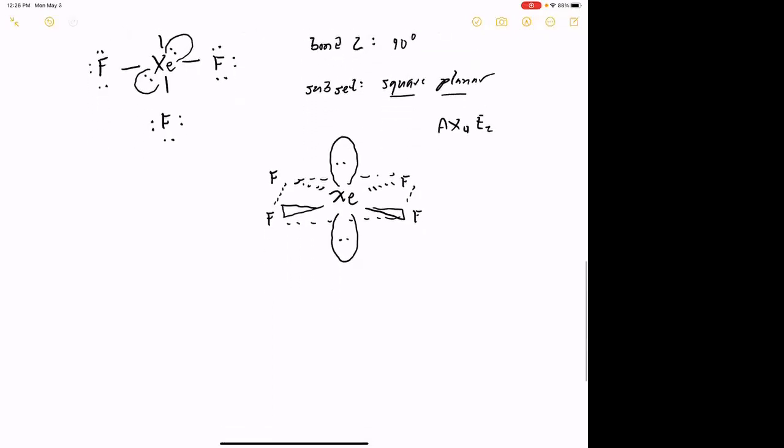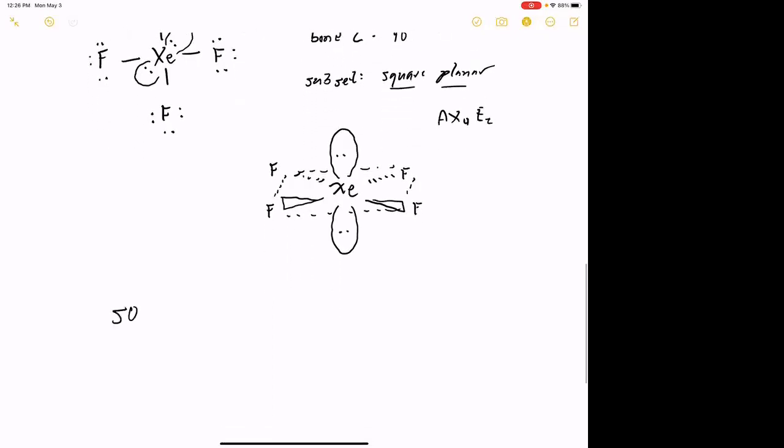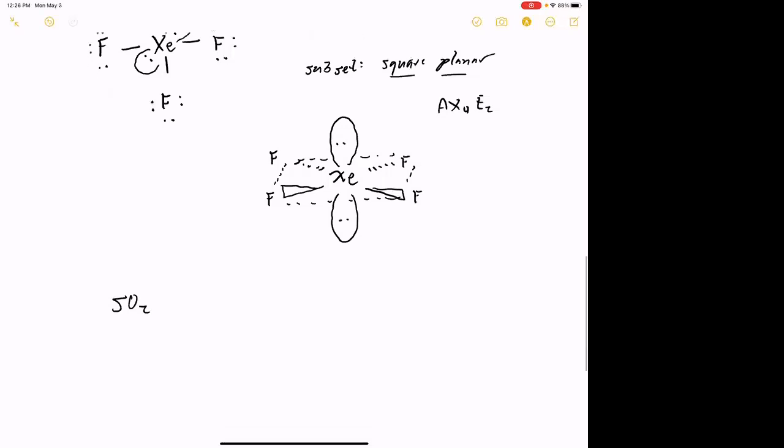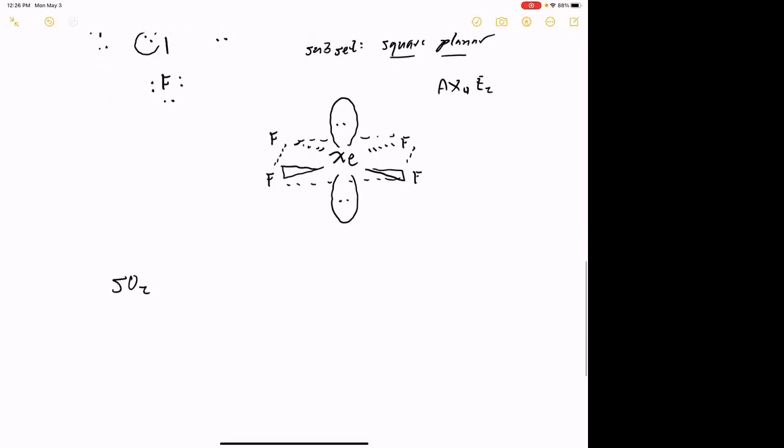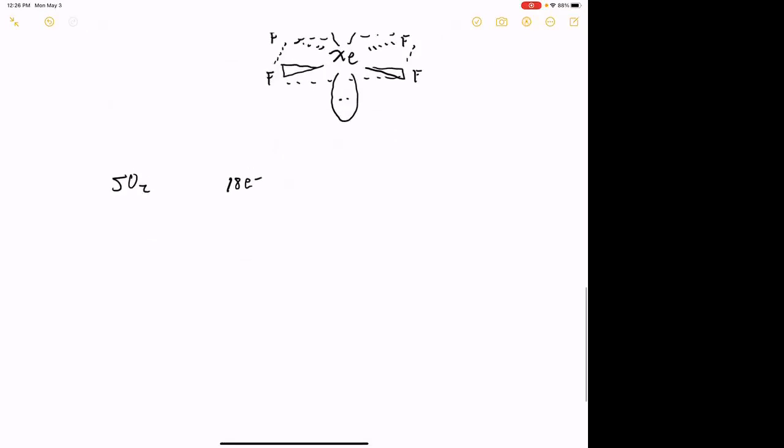So let's do sulfur dioxide, SO2. All right, so SO2, what have I got there? It looks like I'm going to have 3 times 6, 18 electrons. Okay, let's see what we got here. Sulfur goes in the middle, oxygen on either side. So we'll go 1, 2, 3, 4, 5, 6, 7, 8, 9, 10, 11, 12, 13, 14, 15, 16.